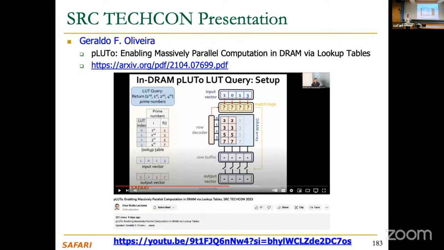This is a proposal that shines when the size of the lookup table is smallish, or the width of the computation is relatively small. So yeah, it's definitely the case. Any other question?